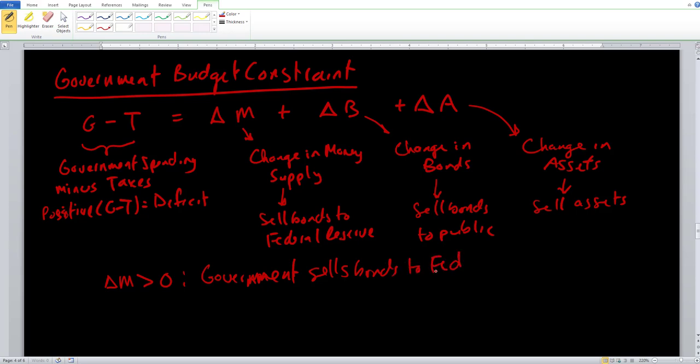So in this instance, you have to be sure that the Federal Reserve and the U.S. government are two completely different entities. The U.S. government are the ones that control fiscal policy, while the Federal Reserve are the ones that control monetary policy.